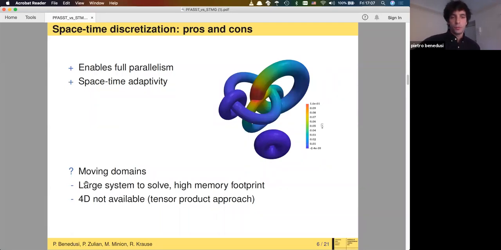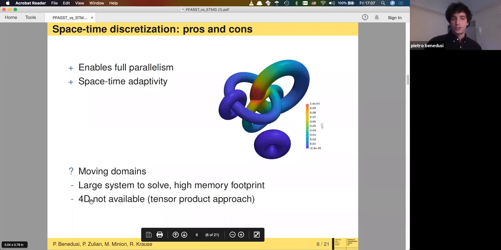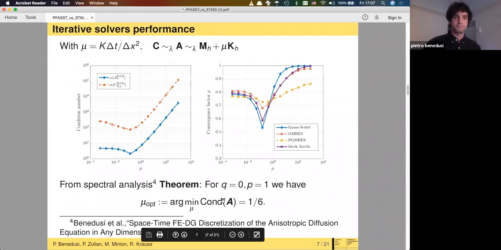And other drawbacks are that you have to solve a large linear system, so with high memory footprint, and for this you have to invest at least in many processors and distribute your problem, your matrix among them. And also that 4D unstructured meshes are not available, so you are limited to use tensor product approach, as far as I know, or simple grids.